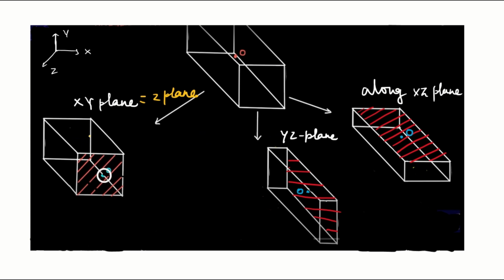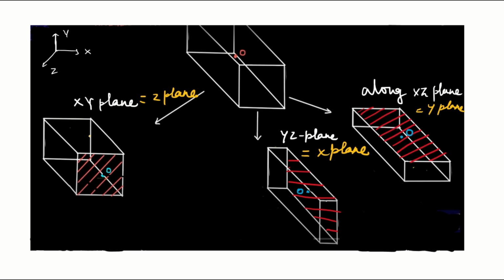And this is the point O at which we want to find stress. In the same way you will get this cross-sectional area when you cut the beam along the YZ plane. YZ plane means X plane. Okay, and when you cut the beam along the XZ plane, that means the Y plane, then you will get this cross-section area.